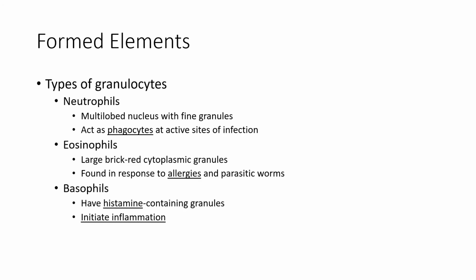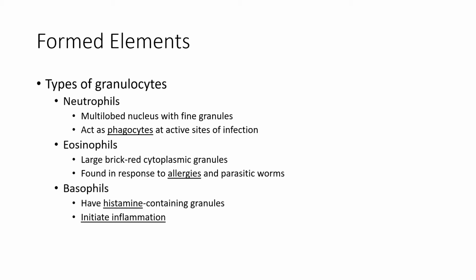We're now going to go through the three types of granulocytes, their functions, and then the two types of agranulocytes and their functions. The first is neutrophils. Remember, this is the most abundant. It possesses a multi-lobe nucleus with fine granules, and it acts primarily as a phagocyte at the site of infection. So this is going to be the first line of defense soldier in your immune system.